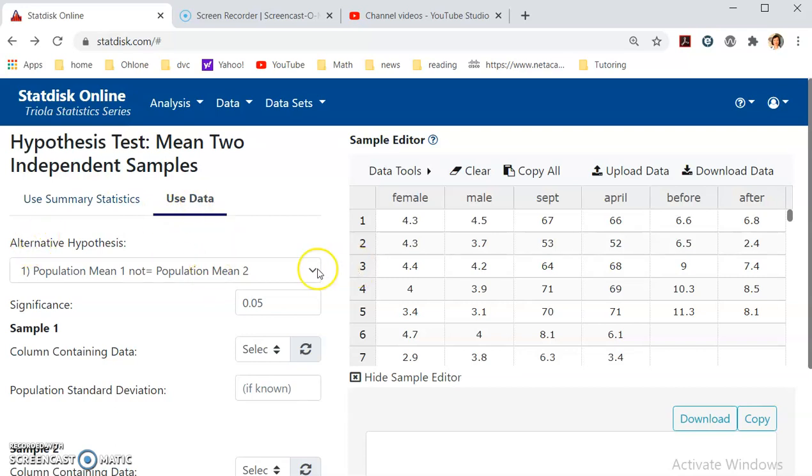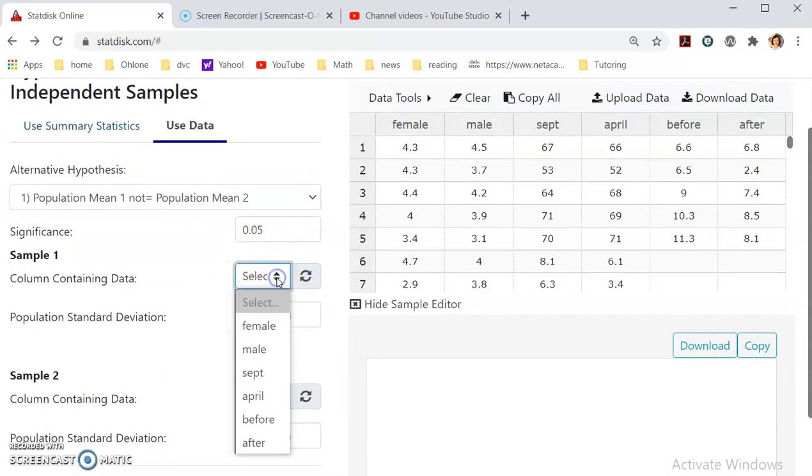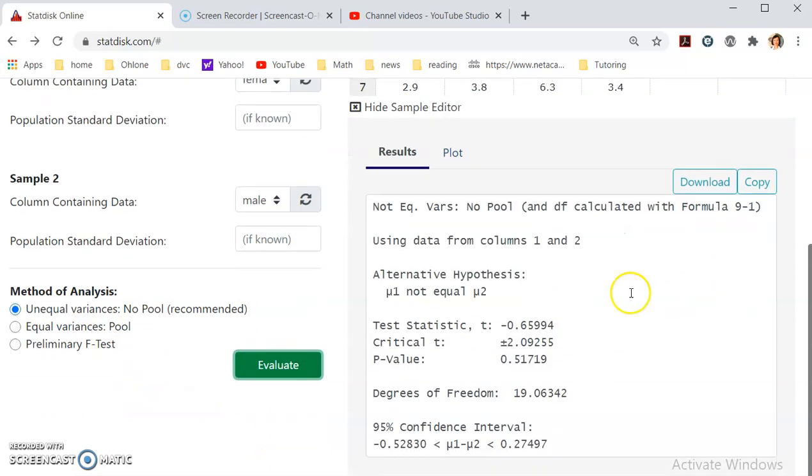First, select the alternative hypothesis that they are not equal, right? Because that's the alternative. Write the significance level. And then you just tell them which one is sample 1 matched to population 1, that's female. And sample 2 is male. Those population standard deviations sigma 1, sigma 2, and use unequal variance. You can do the evaluate to find the test statistic. T is negative 0.66, right?